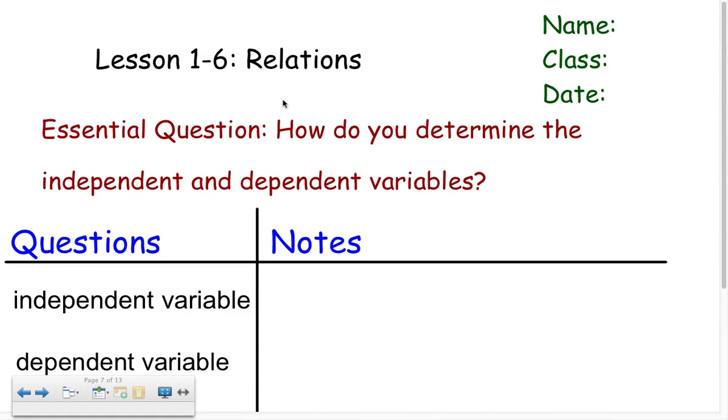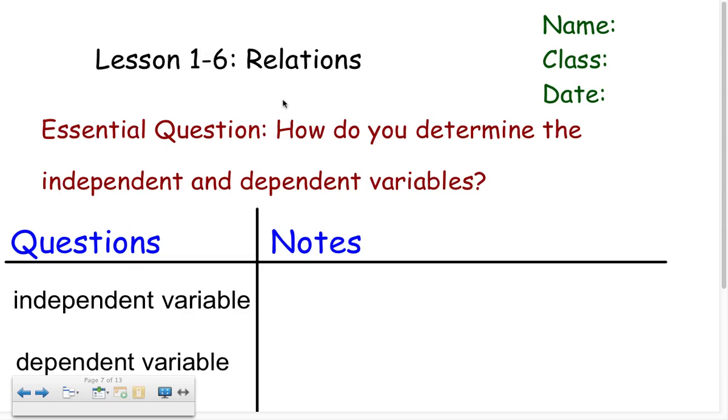Lesson 1-6 Relations. Essential question: How do you determine the independent and dependent variables? There are two vocab words for this lesson. The first is independent variable and the second is dependent variable.